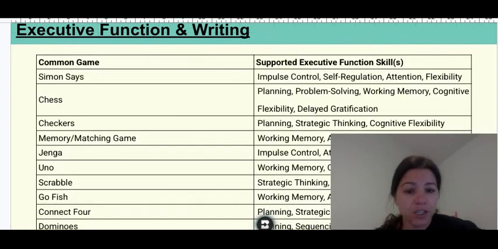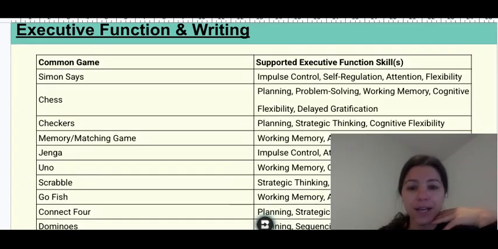So executive function, and there's lots of games that can support your students with these skills. And these are very common games. Simon Says, chess, checkers, memory, matching games, Jenga, Uno, Scrabble, Go Fish, Connect Four, Dominoes, Pictionary, red light, green light. And on the right, you see how they support executive functioning skills. So maybe your morning meeting's a game. Maybe you're strategically incorporating some of these games in your Fun Friday or into your indoor recess bin.